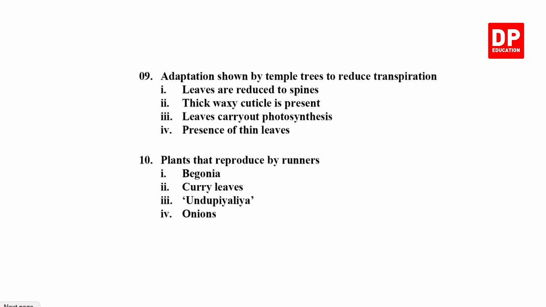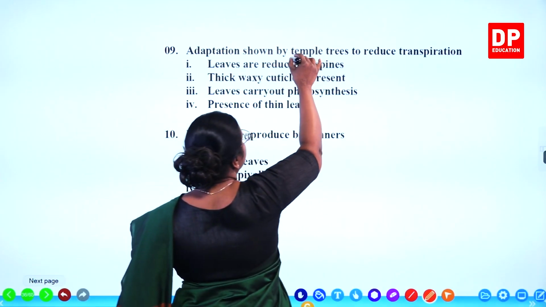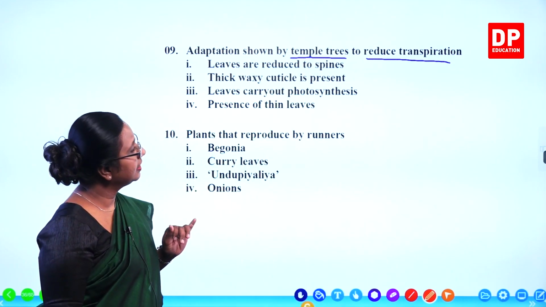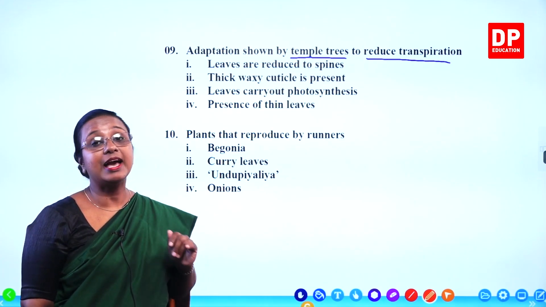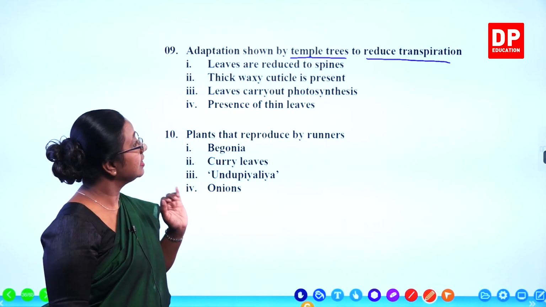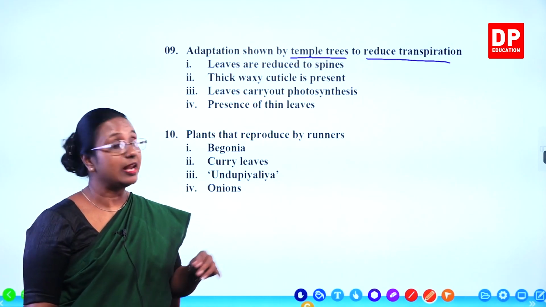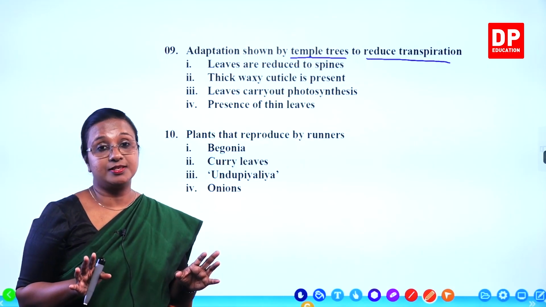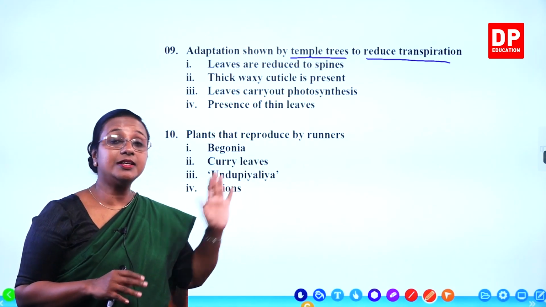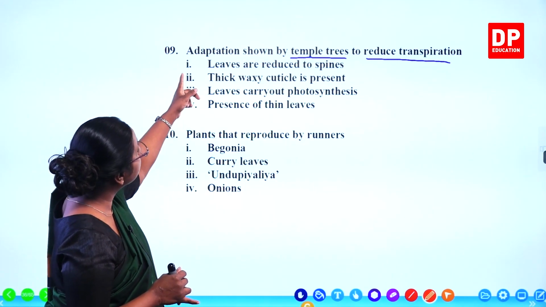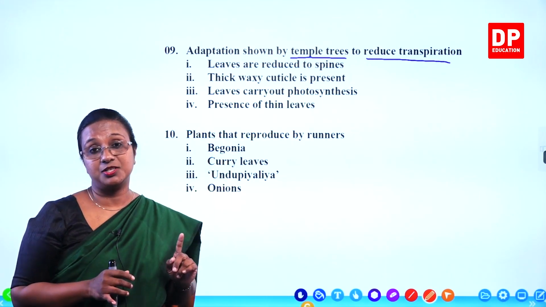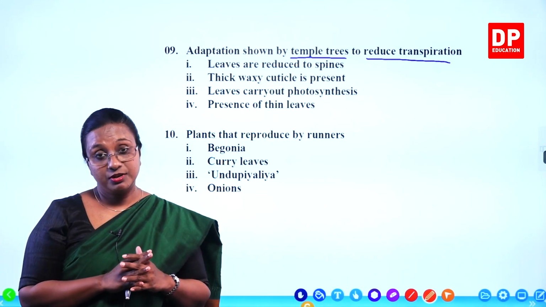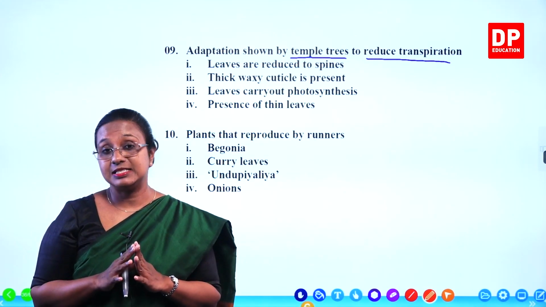Adaptation shown by temple trees to reduce transpiration. So look at the example, temple trees to reduce transpiration. Leaves are reduced to spines, is it? No, that is in plants like cactus. Thick waxy cuticle is present, that is correct. Temple trees, yellow oleander, they all have thick waxy cuticle. Leaves carry out photosynthesis. Leaves do carry out photosynthesis. That is a correct statement, but not a correct answer. Why is that? Here they have asked adaptation shown by temple trees to reduce transpiration. So the temple tree leaves doing photosynthesis is not an adaptation for reducing transpiration. So you have to understand that, students.